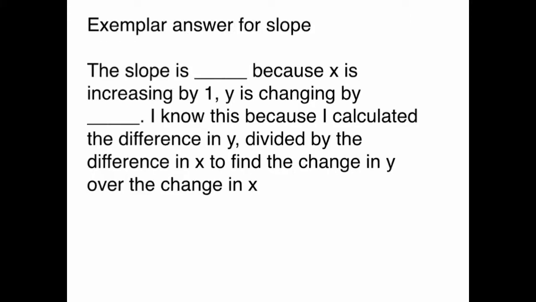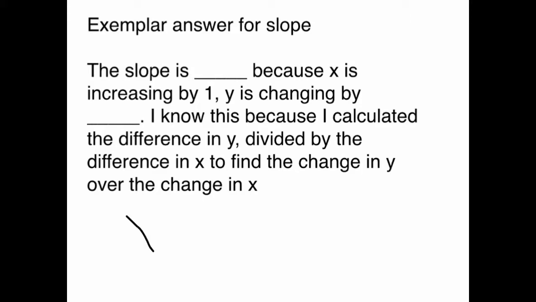All right, so let's look at this exemplar response. The slope is blank because x is increasing by 1, y is changing by blank. I know this because I calculated the difference in y divided by the difference in x to find the change in y over the change in x. And of course, this is if you're finding the slope of a table.